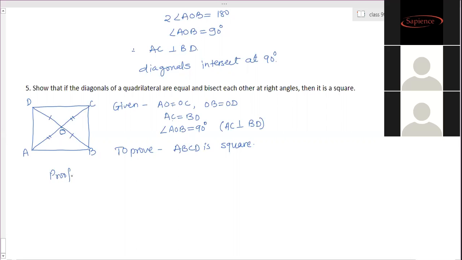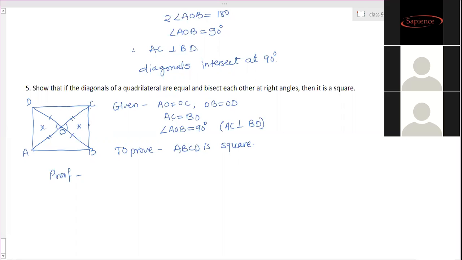Proof. First we have to prove it is a parallelogram. That means we have to prove both pairs of opposite sides are parallel, or one pair parallel and one pair equal. So that together we can prove it by only proving triangle AOD and triangle BOC congruent. OD is equal to OB, AO is equal to OC, and vertically opposite angles AOD and BOC are equal. So by SAS criteria, these two triangles are congruent.